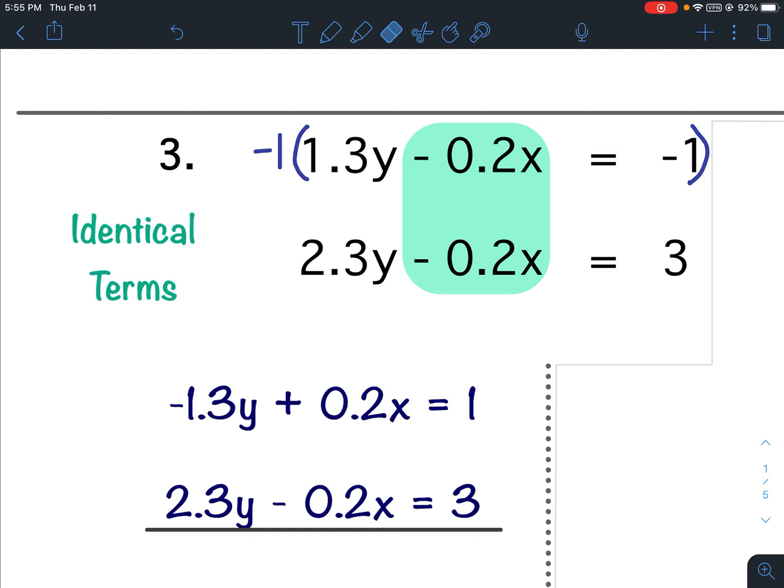So remember, multiplying by -1 just changes the sign. So I'm going to have, instead of positive 1.3y, negative 1.3y. Instead of negative 0.2x, positive 0.2x. And instead of -1, I will have positive 1. The bottom equation will stay the same: 2.3y minus 0.2x equals 3. Pause your video and get everything written down.